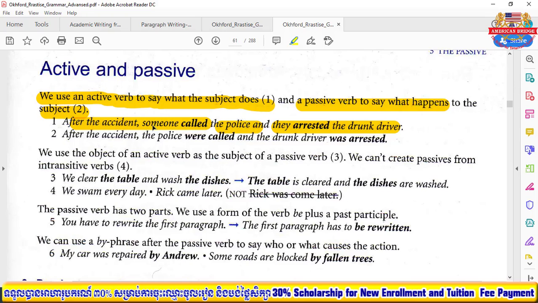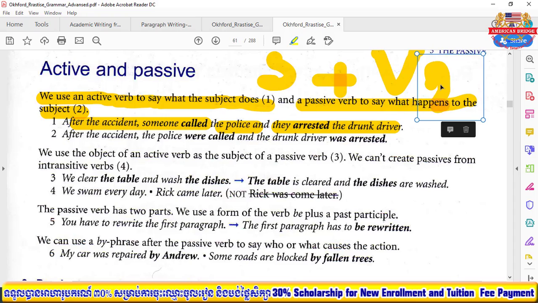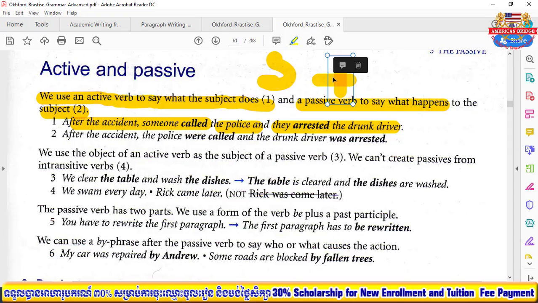Here is the subject, and called is just a verb 2, and here the subject and arrested is verb 2, right? So in the past simple we use a subject plus verb 2. And in the passive voice, we use it differently. We use a subject plus be, with verb 3, not verb 2, okay.